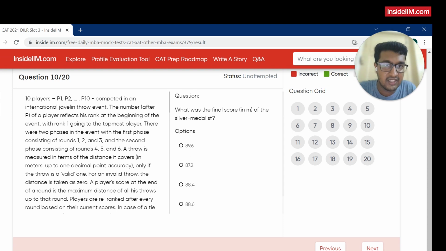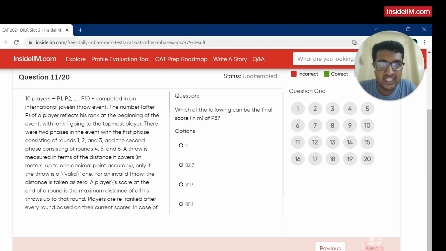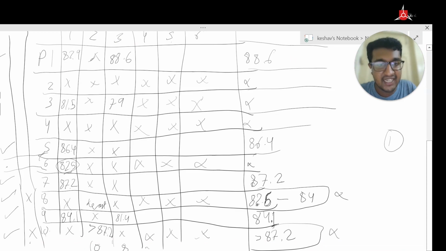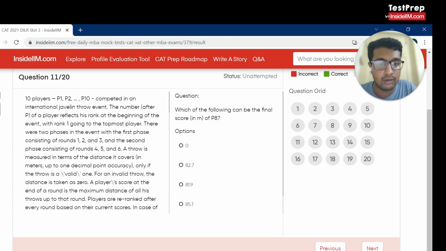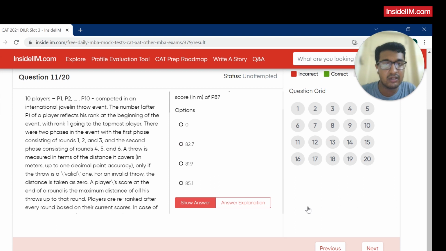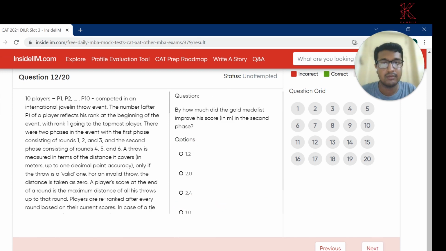What was the final score of the silver medalist? I don't have that information right now. I'm just trying to see if I can get any information from these questions. Okay, that's sometimes helpful in solving the questions. Which of the following can be the final score of P8? See, now I know the score of P8 lies between 82.6 to 84. Is there any number between 82.6 to 84? Only one, which is option B, 82.7. So that's my answer. Okay, 82.7.